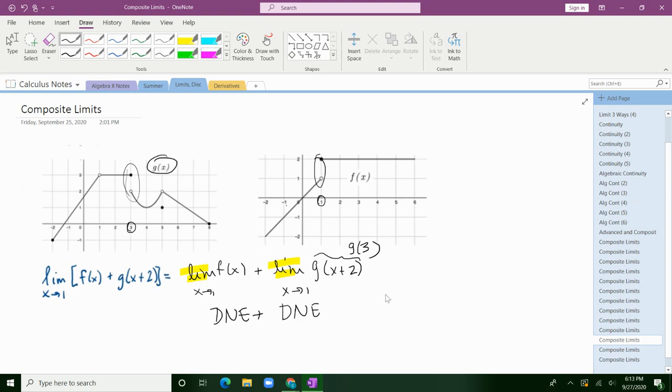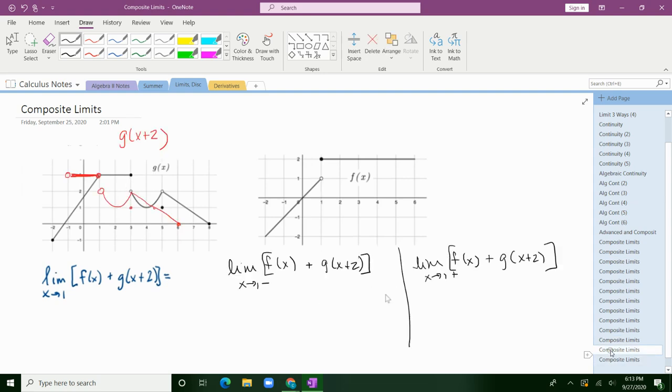Another way to think about what g of x plus 2 really means, because this is actually a composite limit again. You have an inside and then an outside function. What g of x plus 2 means is I'm going to take my function g of x and I'm going to move it left 2 units. So here's another way to think about it.